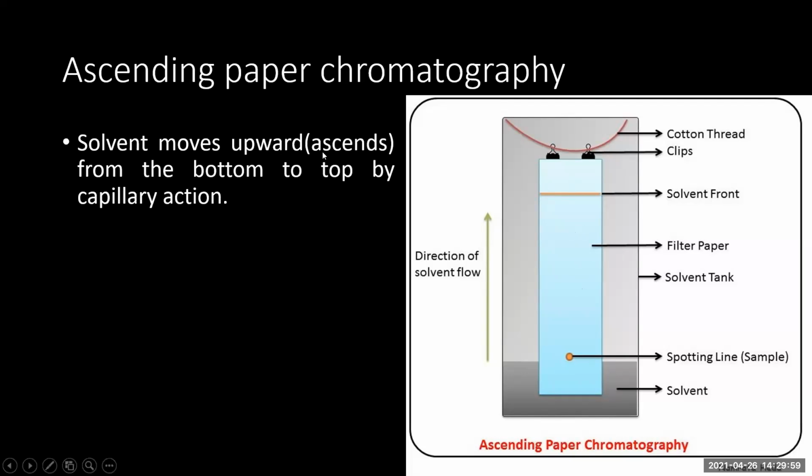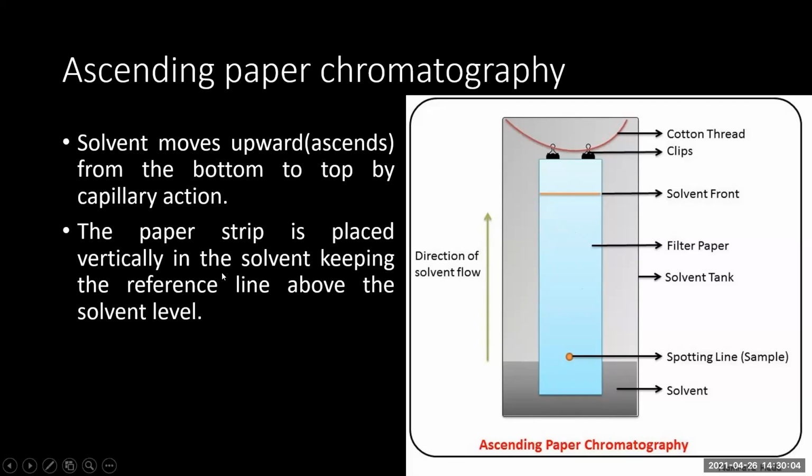Solvent moves upwards, ascends from the bottom to top by capillary action. The paper strip is placed vertically in the solvent, keeping the reference line above the solvent level. So this is our reference line, and we make sure it is above the solvent level. Whenever the solvent is moving, it will dissolve the components present and move them in this direction and separate them. If we keep the line below the solvent level, the sample will dissolve into the solvent and proper separation will not happen. So whenever we are spotting, we have to make sure the spotting line is above the level of the solvent system.